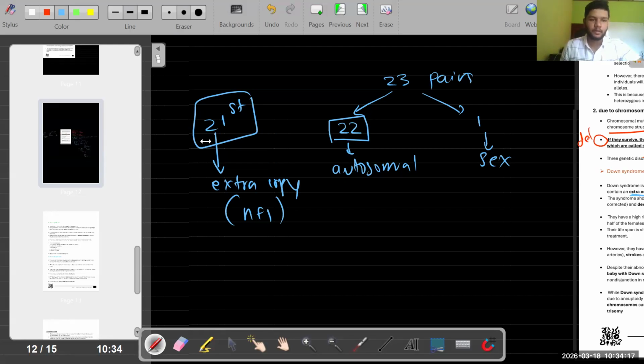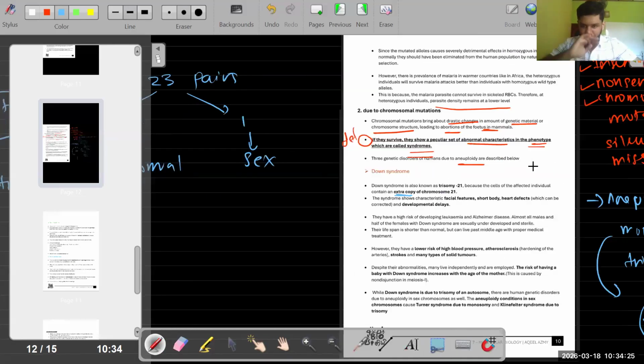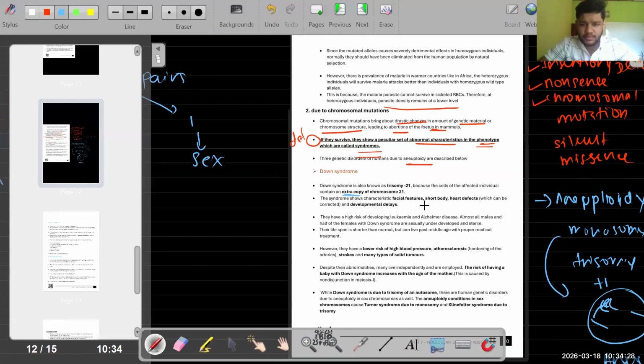Okay. The syndrome shows characteristic facial features, short body, heart defects which can be corrected, and developmental delays. These are some characteristics shown by them. They have characteristic facial features, right? Short body. They have a short height, and heart defects are present, but these can be corrected.